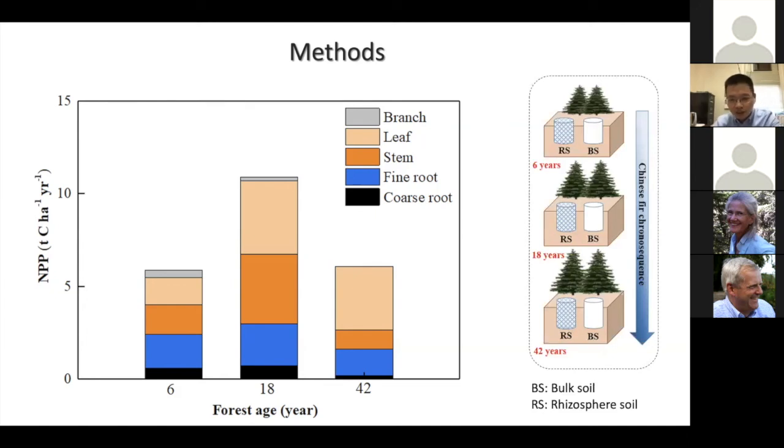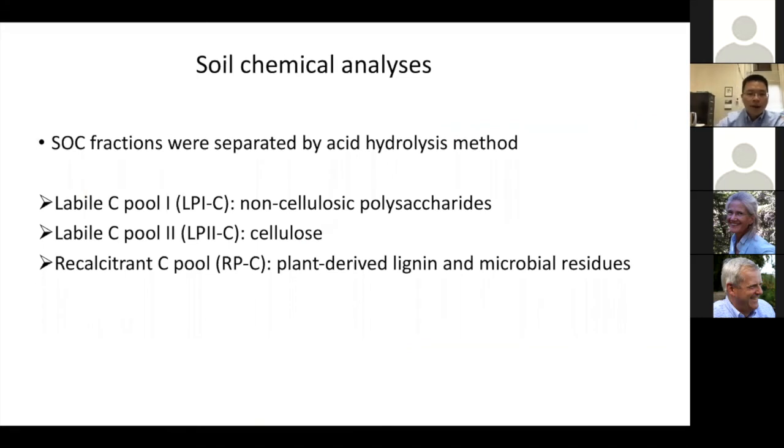And then I collected soil samples from the rhizosphere and the bulk soil in these three plantations. I also measured the soil SOC fractions in the lab. I separated the SOC into three fractions. First is labile carbon pool 1, which consists of non-cellulose polysaccharides. The labile carbon pool 2 consists of cellulose. And last is the recalcitrant carbon pool, which is from plant-derived lignin and microbial residues.